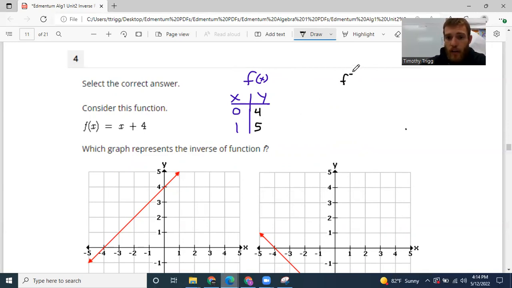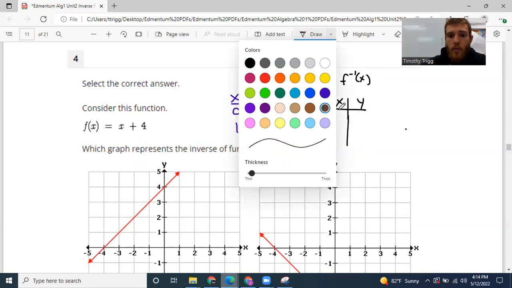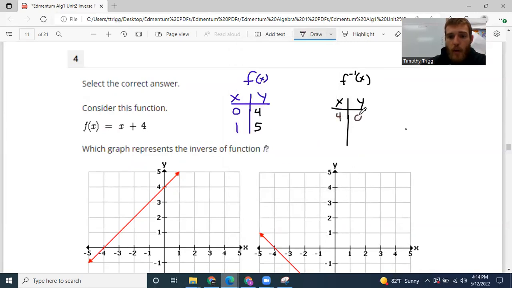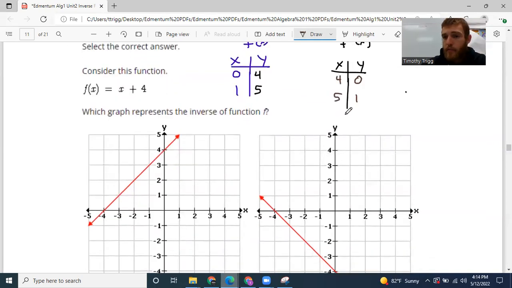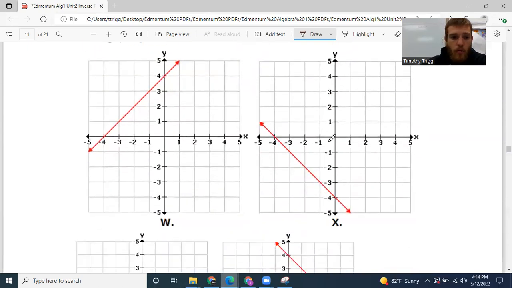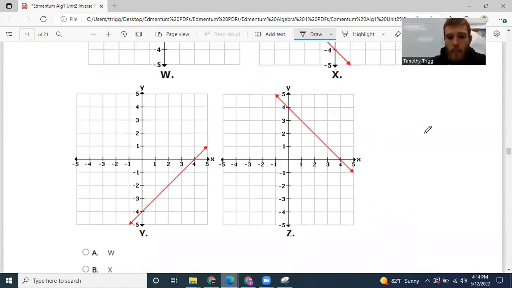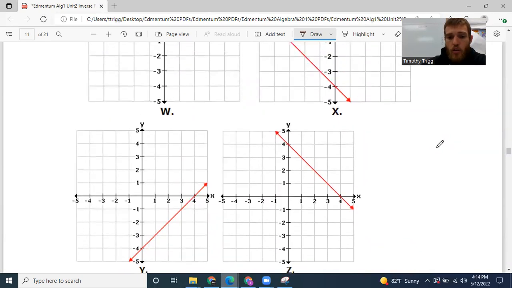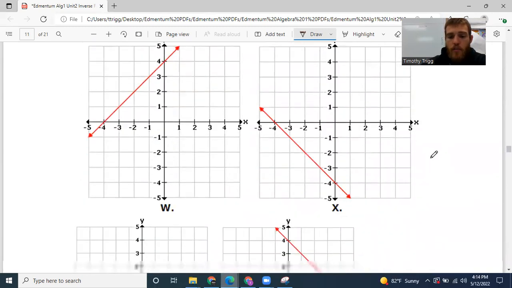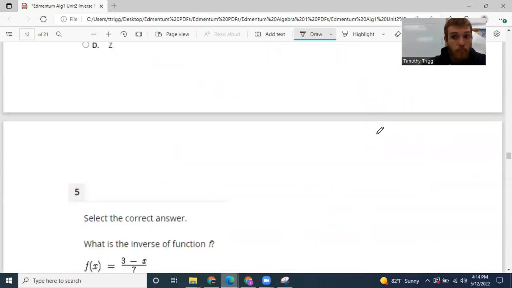Therefore, for the inverse function, you would simply swap those x and y coordinates. So instead of 0, 4, it'll go through 4, 0. Instead of 1, 5, it'll go through 5, 1. So 4, 0 and 5, 1. Which of these graphs has those coordinate points?